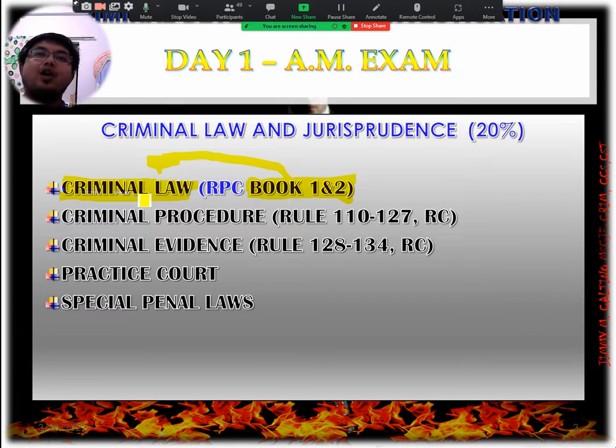What else for criminal law and jurisprudence? You will be discussing here Rule 110 to 127. So what is again Rule 110? This Rule 110 is the institution of criminal action. In this Rule 110, you have arrest already, up to Rule 127 of the Rules of Court.